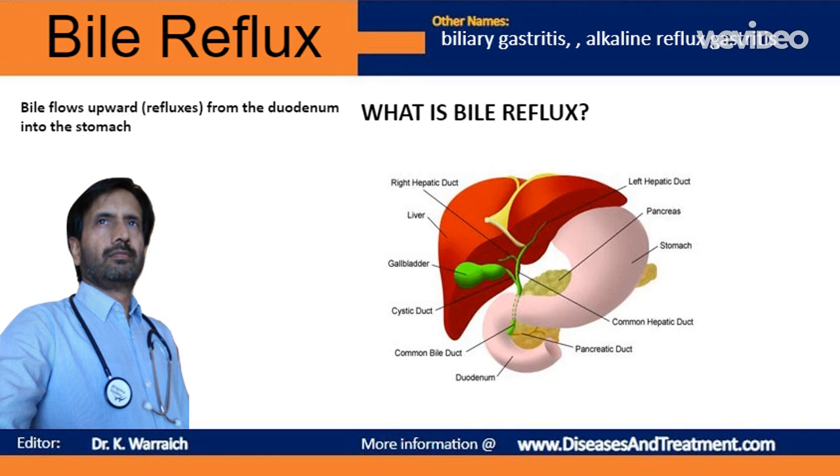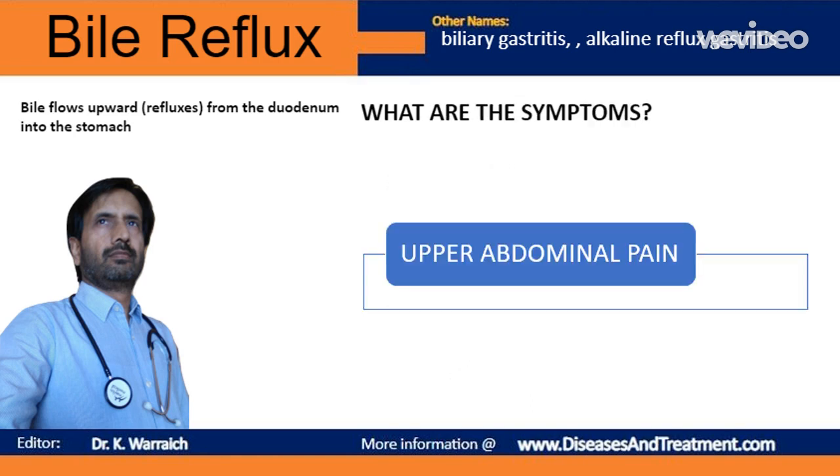sometimes GERD and bile reflux have the same symptoms, and the most important symptom is abdominal pain. This abdominal pain is generally in the upper abdomen, and this is due to the location of the small intestine and the stomach.